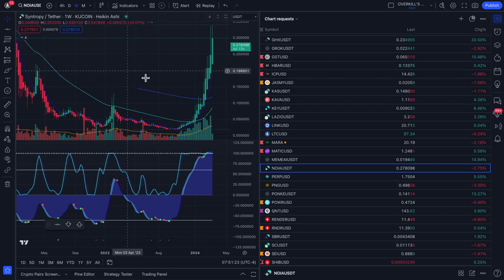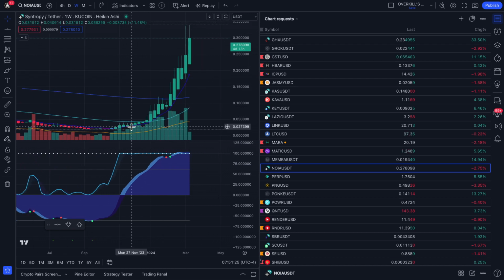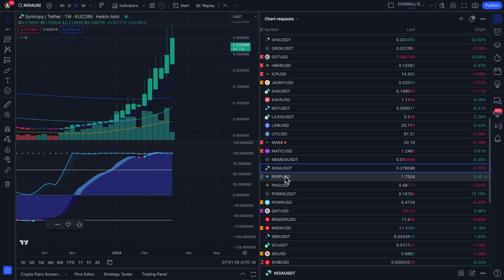Again, we want to buy the pullbacks. We don't want to buy after we just went up for 1,800 weeks in a row. We want to buy the pullbacks. When this thing comes back down here to the 50, that's where we'll capitalize.